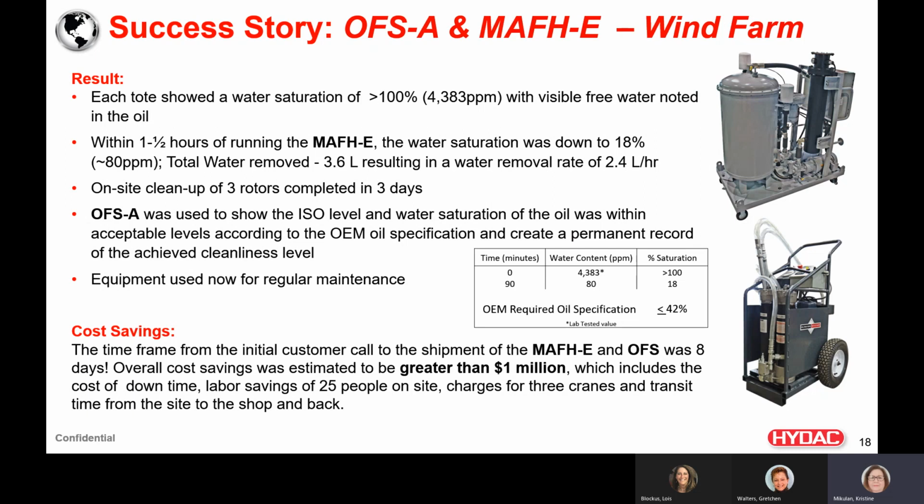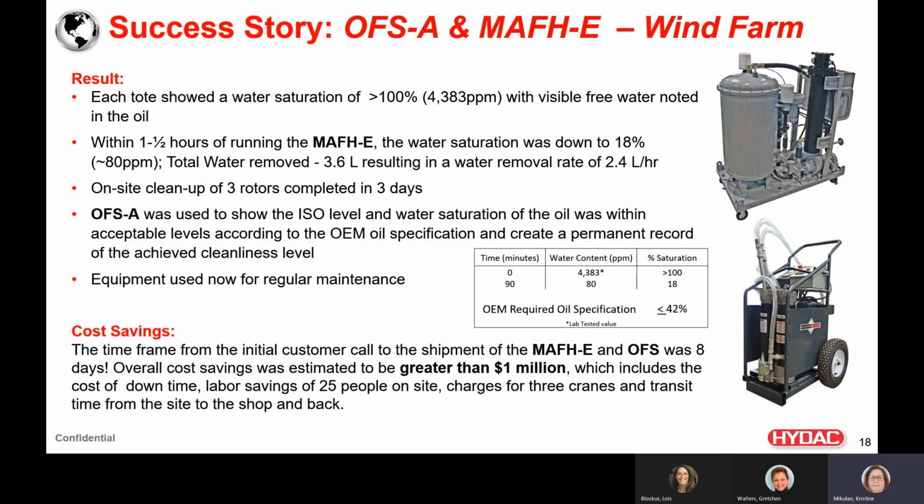Within an hour and a half of running the dehydrator, we had the water saturation level down to 18%, so about 80 parts per million, which took us back to virgin level water content. The total water removed was about 3.5 liters. We were able to clean up 3 rotors in 3 days on that system. The filtration station was used to show that the ISO level and the water saturation was within the acceptable levels for their ISO certified oil, and it created a permanent record of the achieved cleanliness.